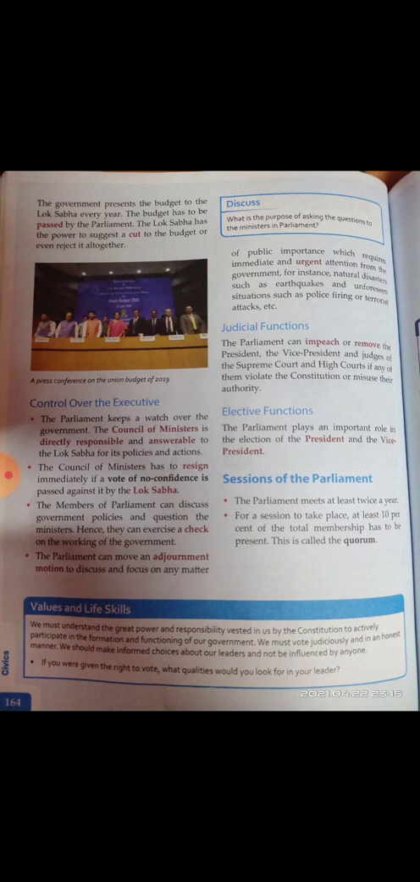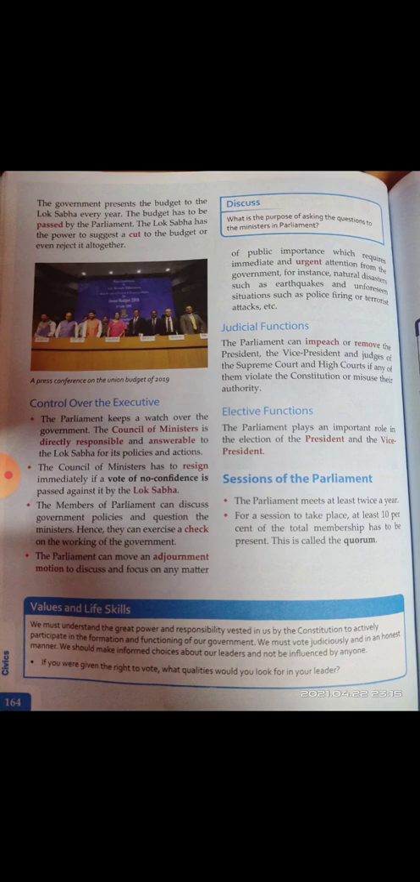Suppose there is a terrorist attack or a natural disaster. In this kind of matter, if the parliament is in a session discussing something, maybe they are discussing the budget, they can immediately stop it and have a discussion on the matter which needs to be taken up immediately. This is called adjournment motion.